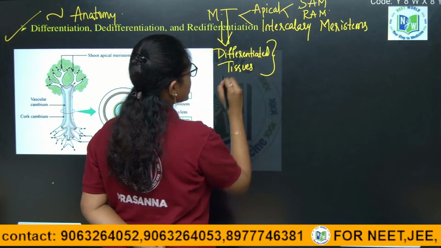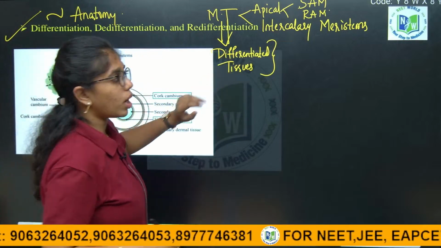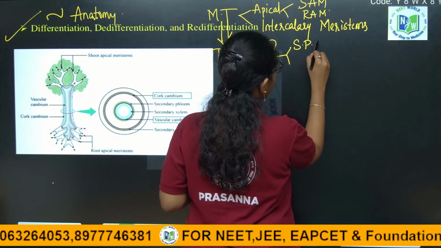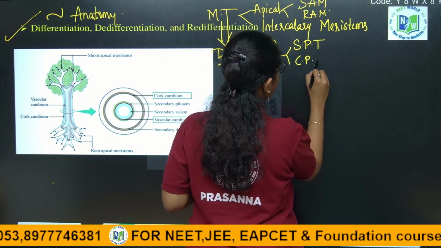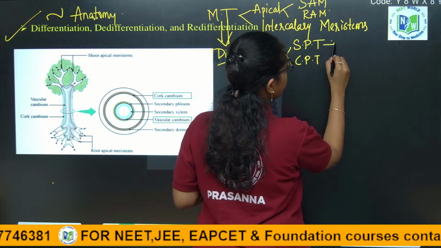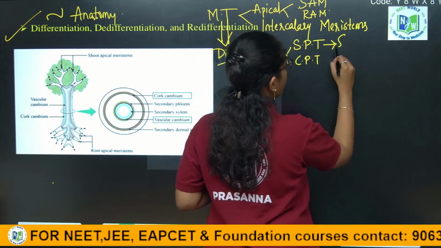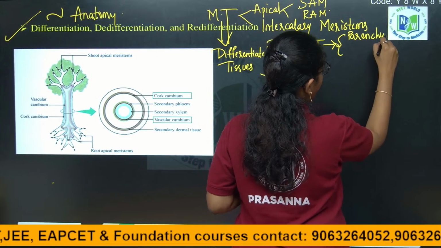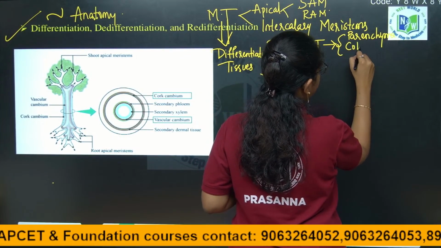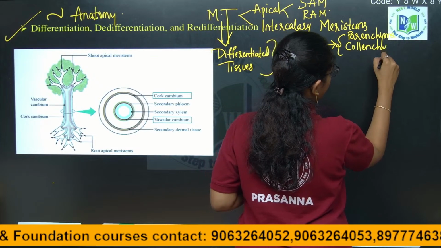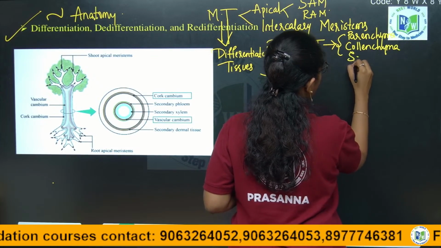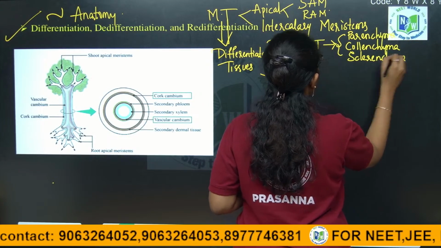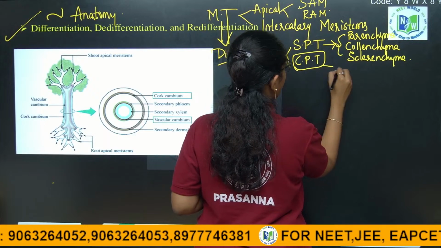As a result of the differentiation, what are the cells or tissues that are formed? Simple permanent tissues and complex permanent tissues. What are the simple permanent tissues that we have learned? Parenchyma, collenchyma and sclerenchyma. Complex permanent tissues include xylem and phloem.